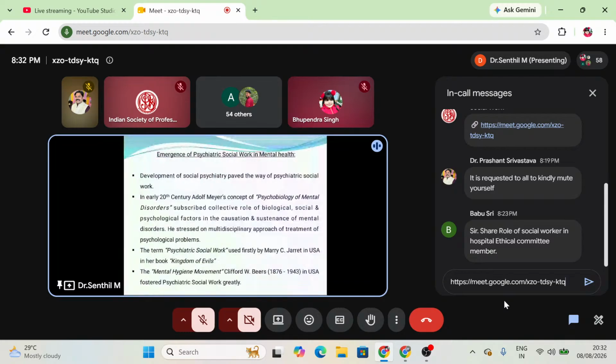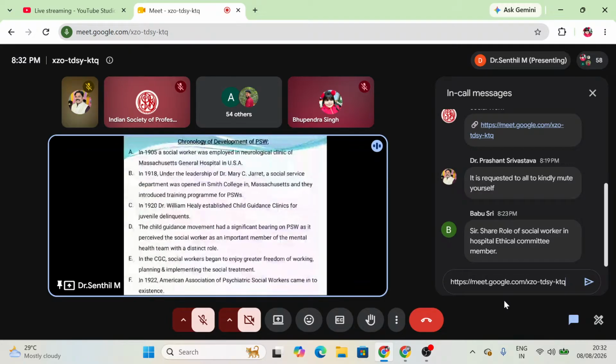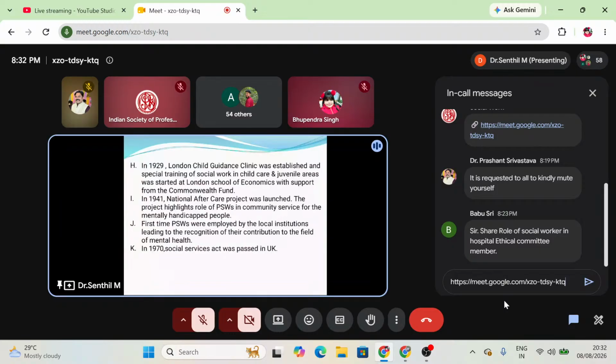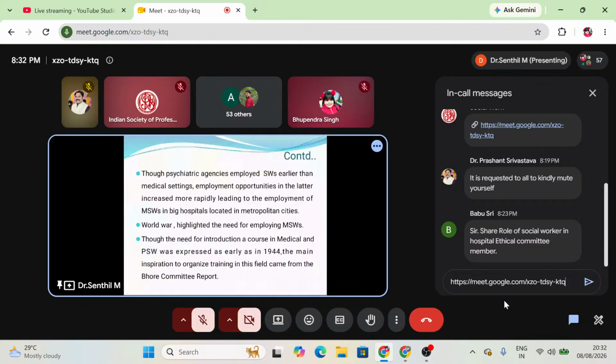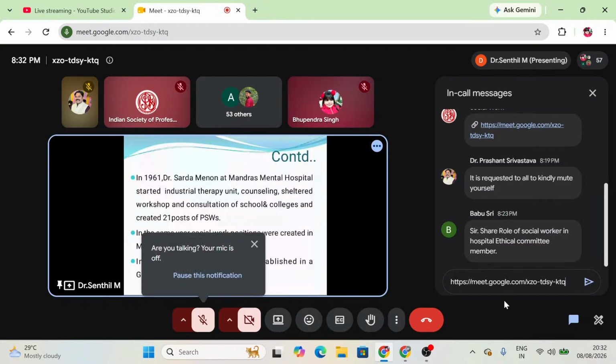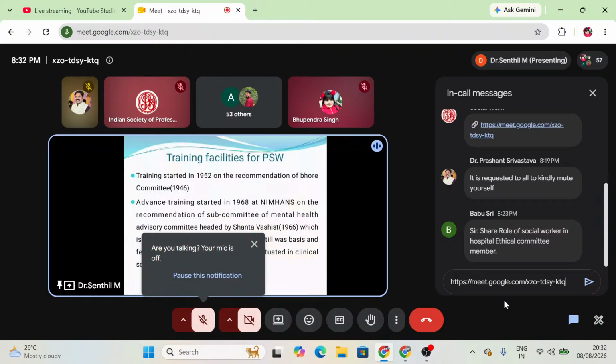This one I'm not going to discuss, considering the topic. Our topic is the scope of psychiatric social work, but I'm not going to discuss the history, how social work developed, or how psychiatric social work has developed over the years. So I'm just skipping this slide. I'm moving to the training facilities.